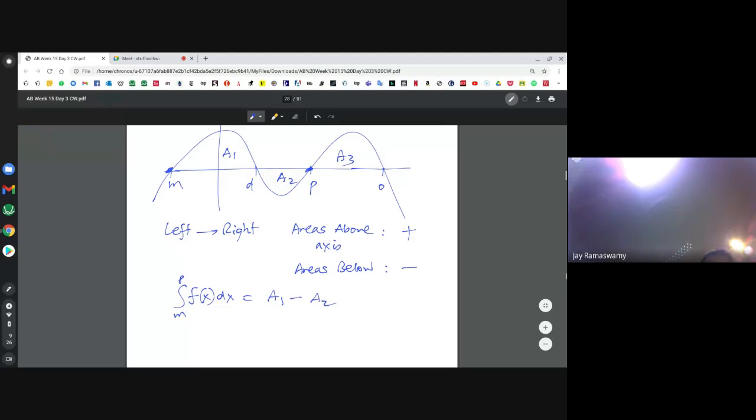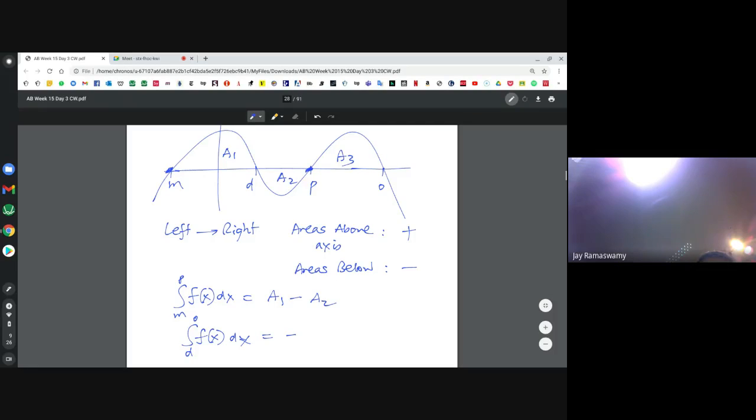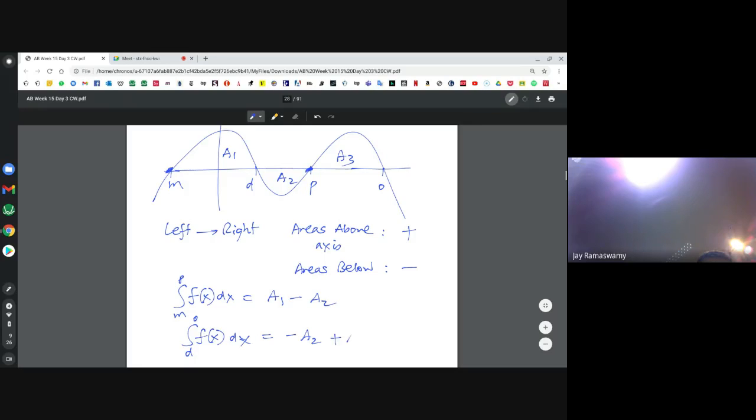You guys do this yourselves. I say from donkey to orangutan. Hint: we are going left to right. Donkey is on the left, orangutan is on the right, lower limit to upper limit. Those of you finished, what is the answer? A3 minus A2, or negative A2 plus A3. Same thing.